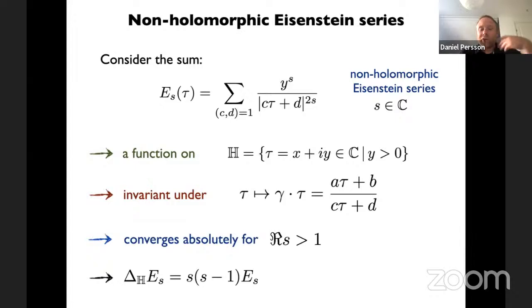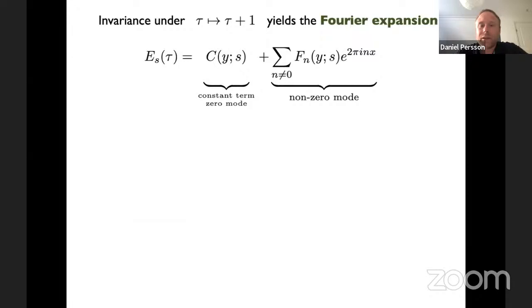Now, for our purposes, we are mainly interested in looking at the expansion of this function with respect to the periodicity that you have when tau goes to tau plus 1. So, of course, the invariance under SL2Z, I should have written SL2Z here, ensures that when you shift tau to tau plus 1, this stays invariant, so you do have a Fourier expansion. So the Fourier expansion looks like this.